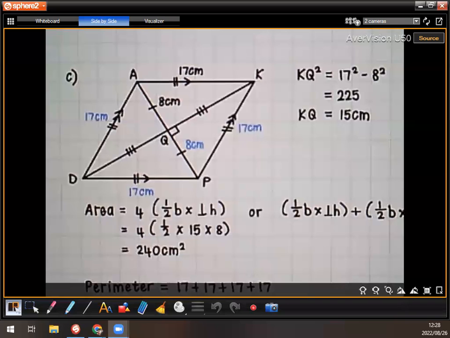Now, what type of shapes do I have in the big shape? Triangles. Right angle triangles, yes. And are they all the same?